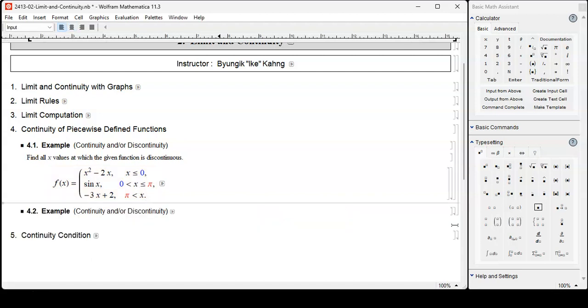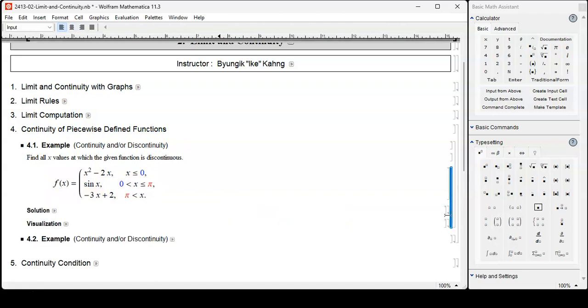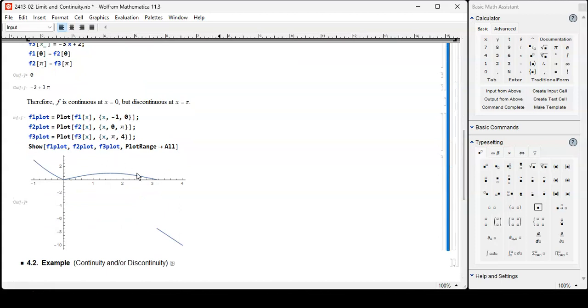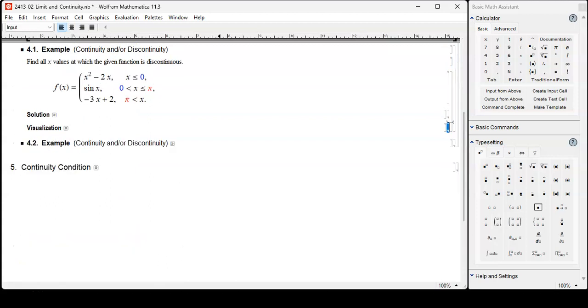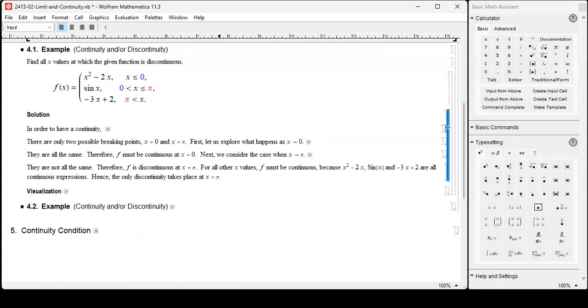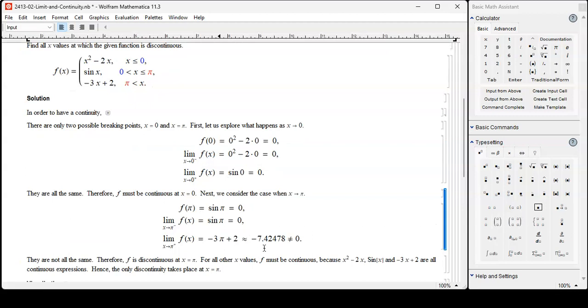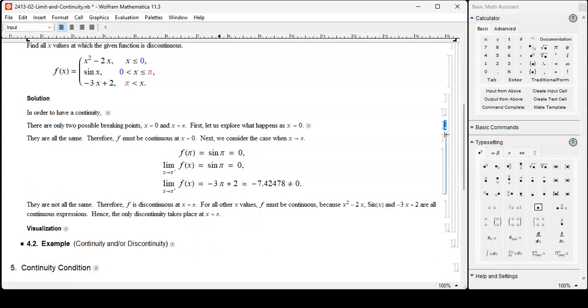And here is the graphical justification. We have continuity here, but we have discontinuity. And the solution, yep, plug in x equals to pi, x equals to 0, and x equals to pi. They're all the same, continuity. They're all different. And these two are the same, but this one is different. Not all the same, so we have discontinuity.